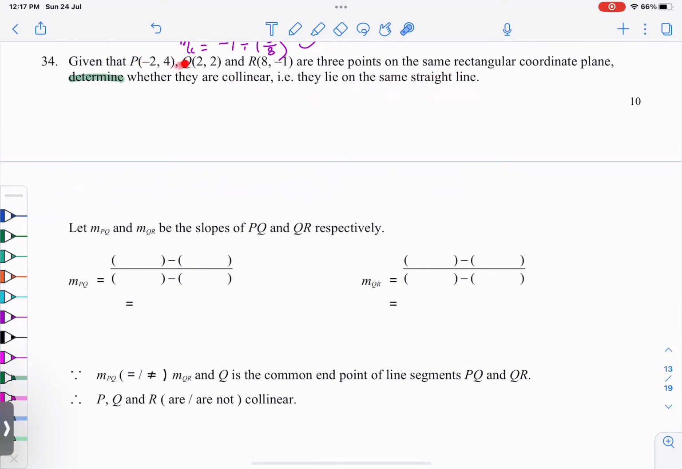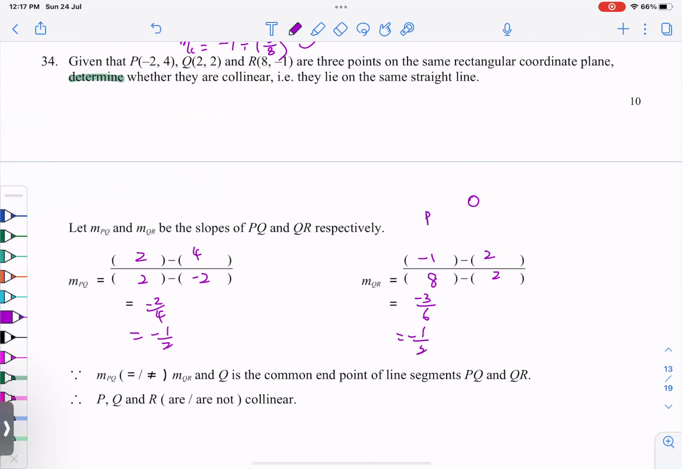They lie on the same straight line. So let's see. If their slope and their slope and their slope, all the slopes are equal, then they are on the same line, okay? So let's find PQ first and also find QR. PQ will be y over x, right? So 2 minus 4, over 2 minus -2. What do you get in the end? -2 over 4 equals -1 over 2. How about that part? QR: -1 over 8, 2, 2, -3 over 6, -1 over 2. So they both are same.